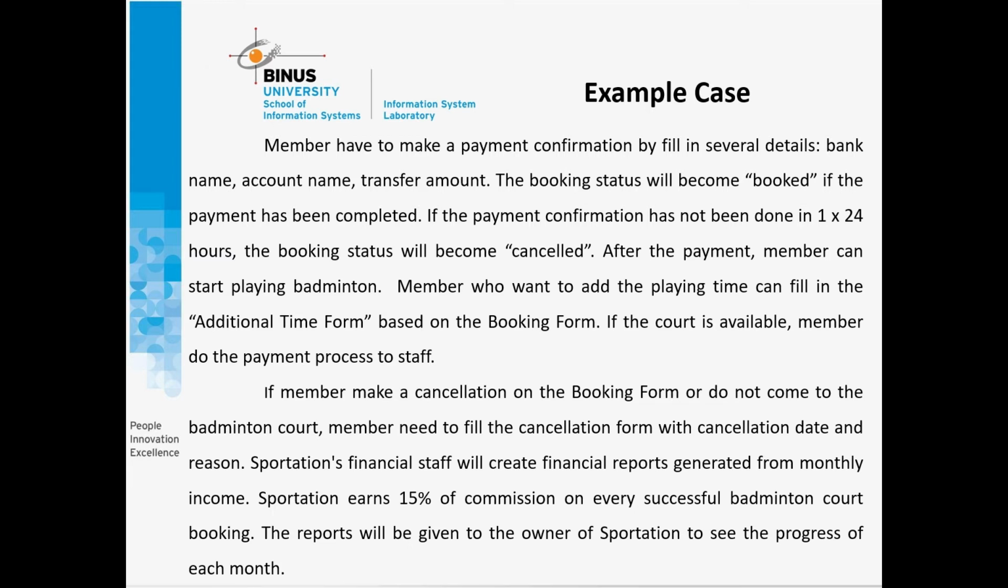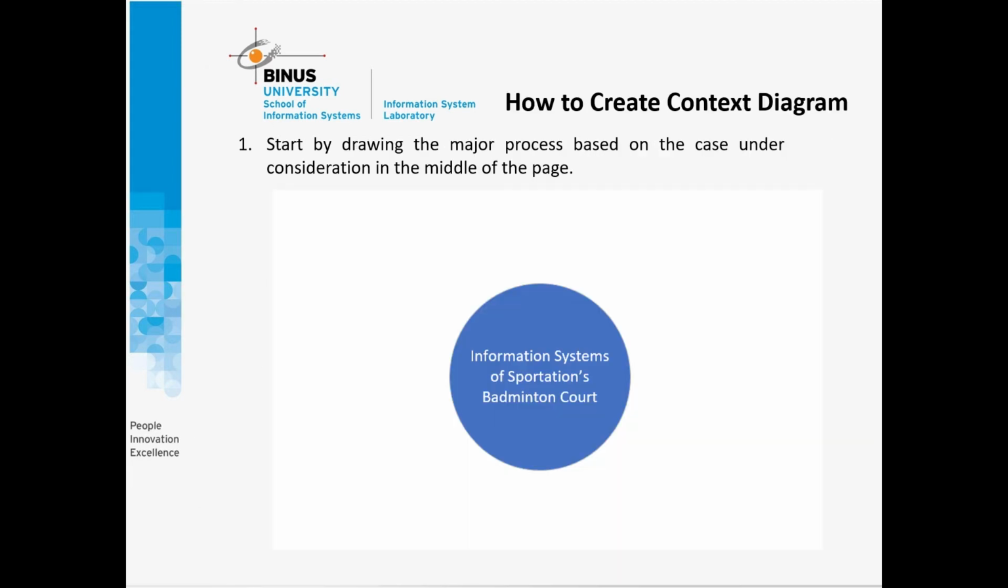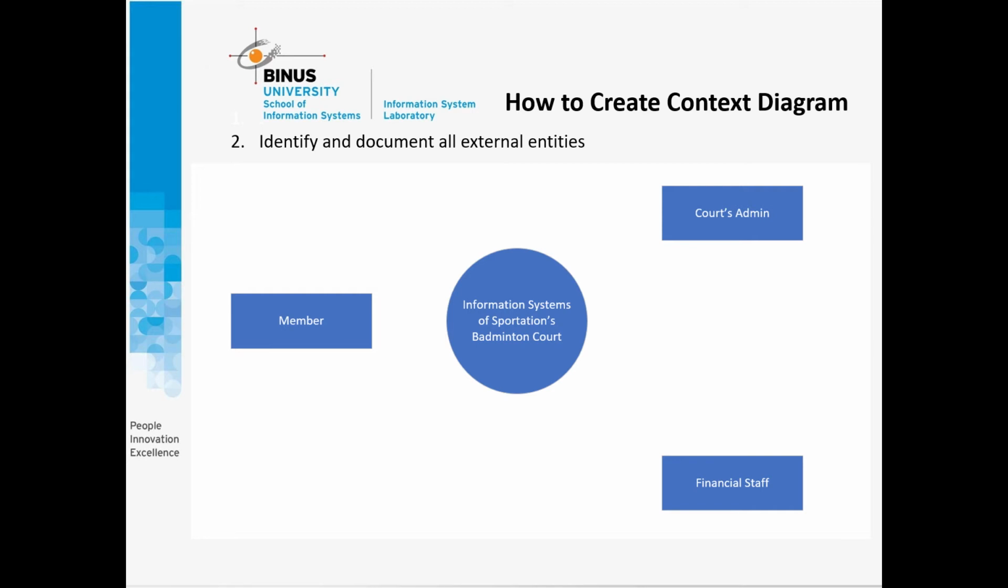Now, we will create the context diagram. When you create a context diagram, the first step is to start by drawing the major process based on the case under consideration in the middle of the page. Here, we name it Information System of Sportation Badminton Court. Second, identify and document all external entities. In this context diagram, there are member, course admin, and financial staff.